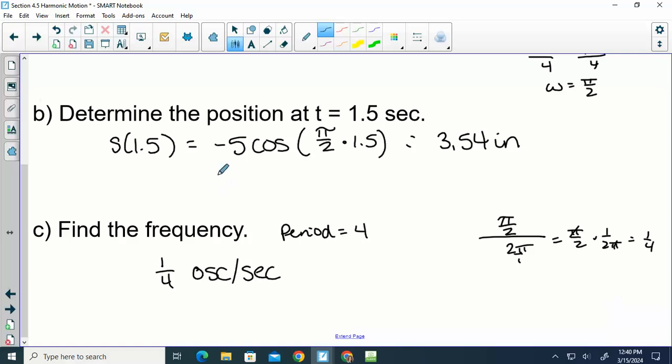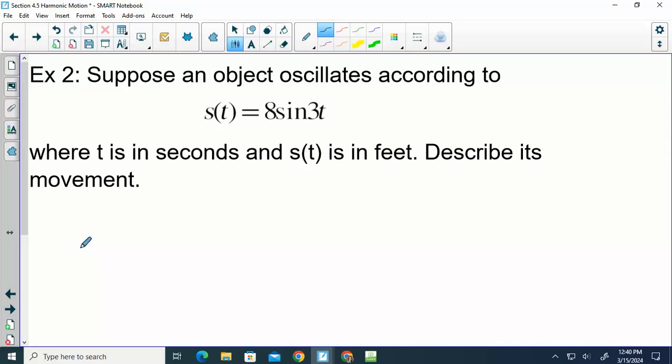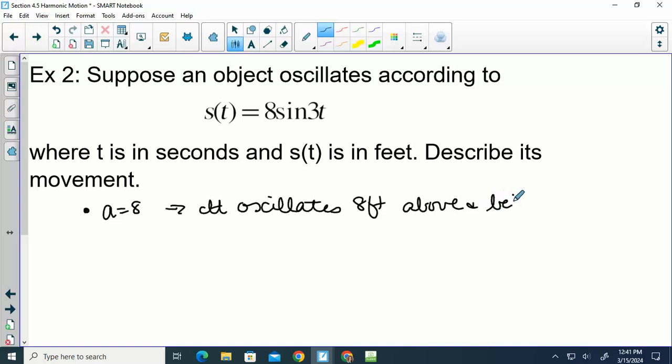Let's look at another. Suppose an object is oscillating according to this formula: s of t equals 8 sine of 3t, where t is in seconds and s of t is in feet. Describe its movement. This is kind of vague. Things that we could describe: what is our amplitude? 8 feet. So what this means is it oscillates 8 feet above and below the center.